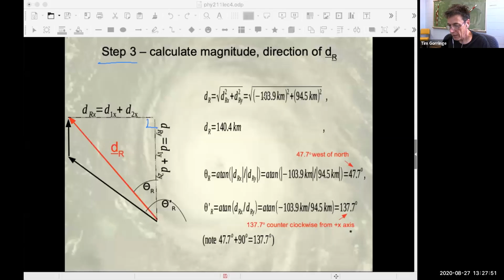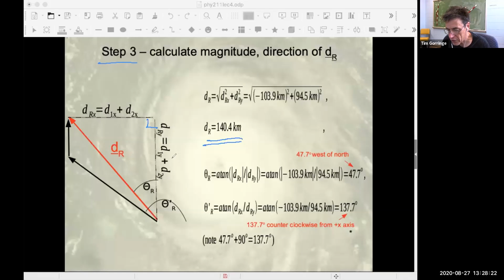The length of the horizontal side is 104 kilometers. The length of the vertical side is 95 kilometers. So it's roughly the square root of 104 squared plus 95 squared. And that comes out to be this number here. That's the magnitude of the resulting vector. That's how far from Miami the hurricane is. So that sort of answered the question.